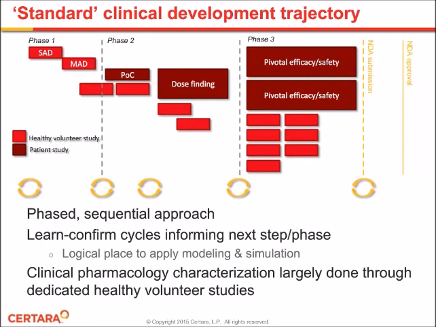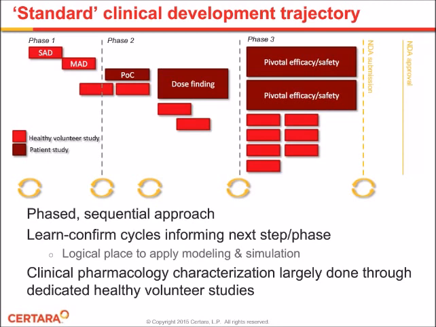Starting off with single ascending dose and multiple ascending dose study in phase 1, then moving on to patient studies, probably a proof of concept study followed by a dose finding study in phase 2, and then the set of pivotal efficacy and safety studies in phase 3, which lead up to the submission of an NDA and hopefully ultimately the approval of the NDA.